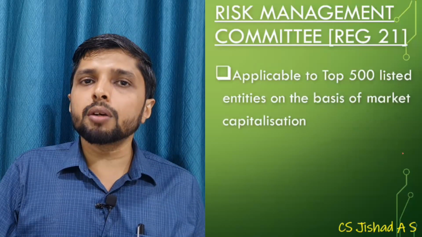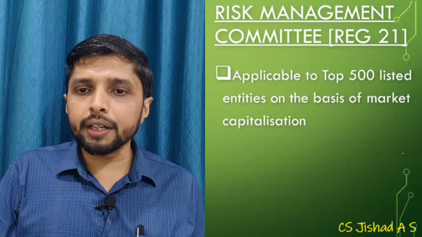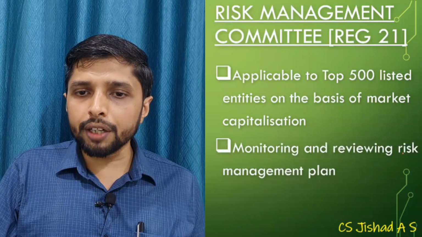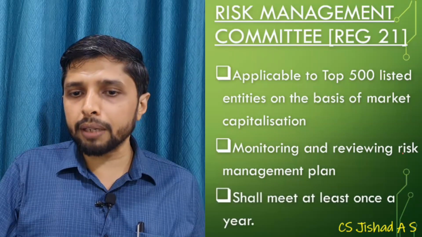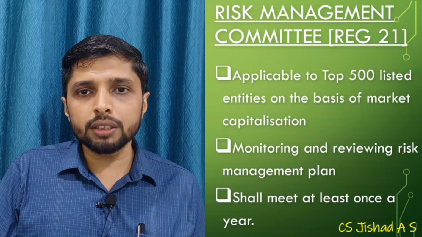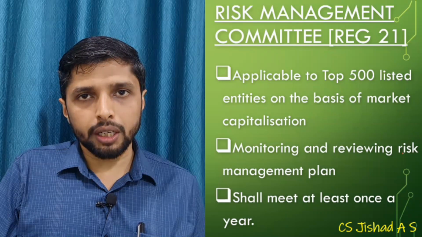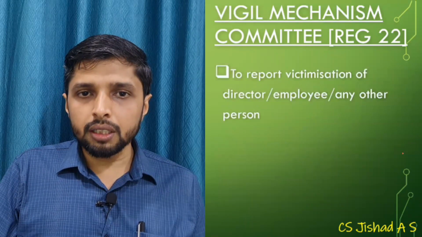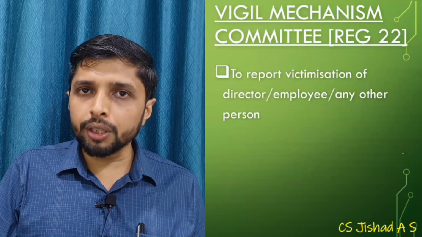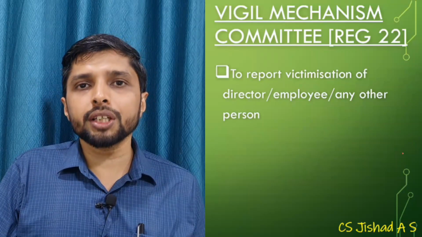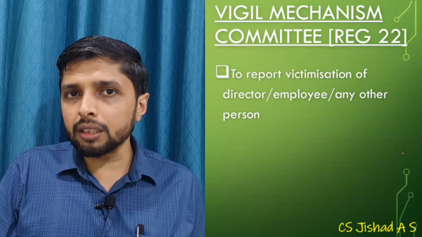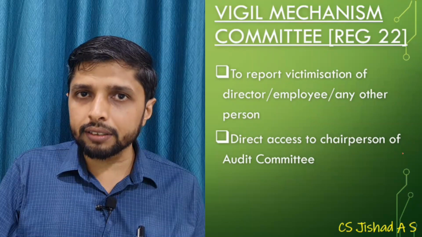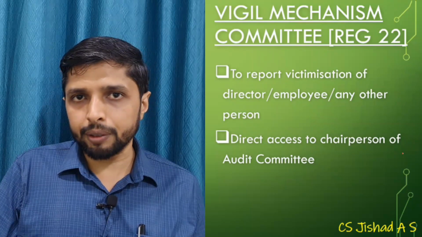So this is applicable for top 500 listed entities on the basis of market capitalization. They will be monitoring and reviewing the risk management plan. They shall meet at least once a year. Okay. Then now we'll move to vigil mechanism committee. Vigil mechanism committee, as you know, it is to report victimization or to report genuine concern of employees or directors. So that committee will be having the direct access to chairperson of audit committee.